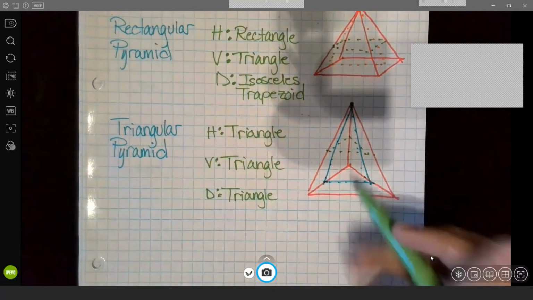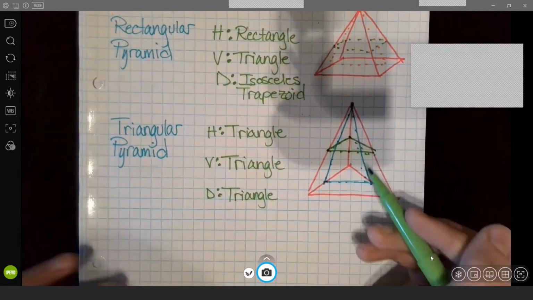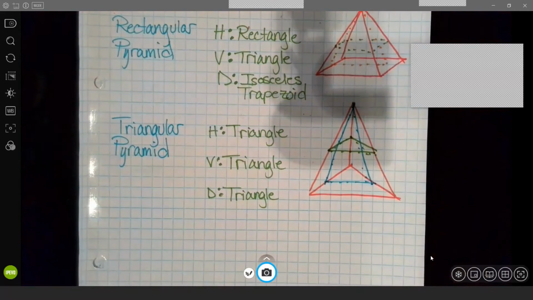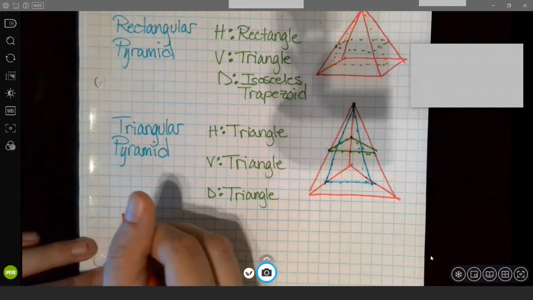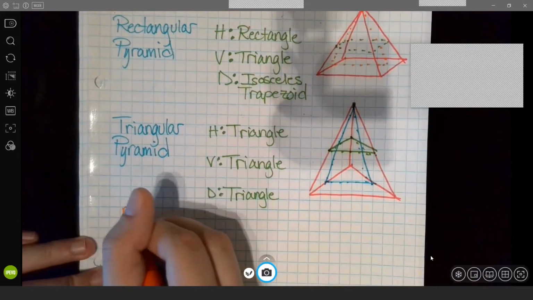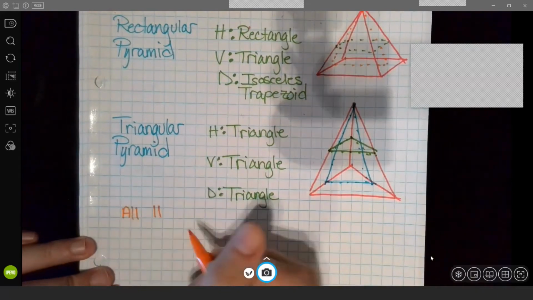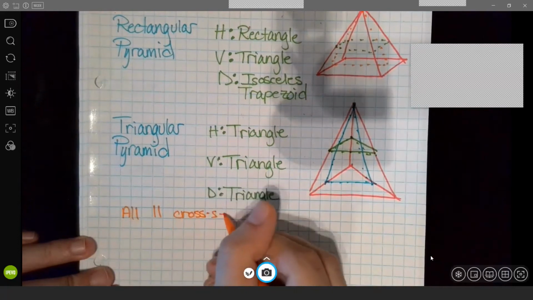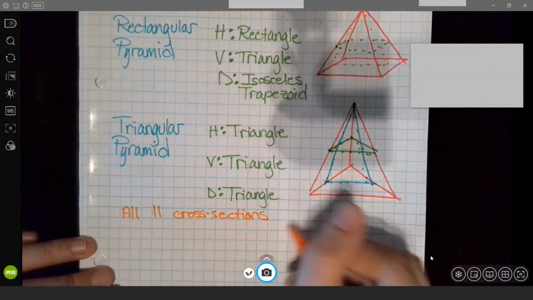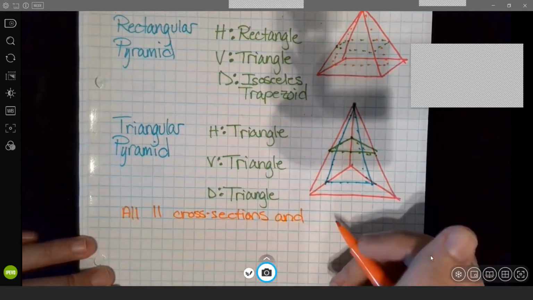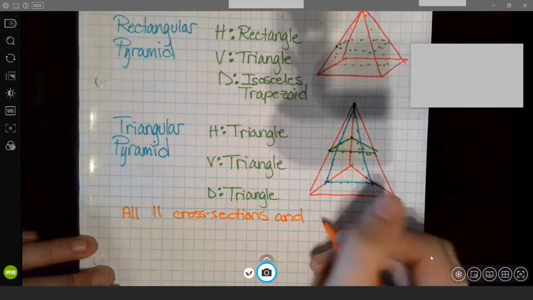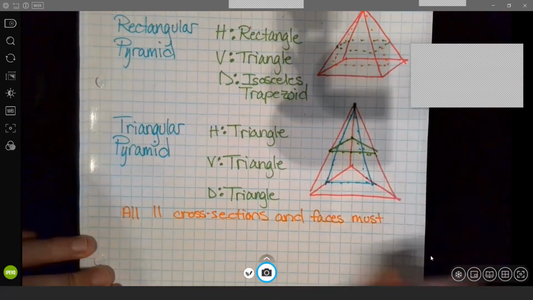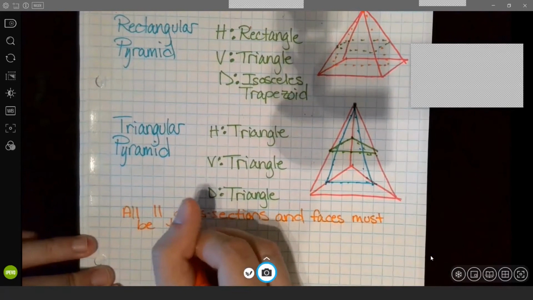So now with this information that we have, we can start making assumptions. We're going to write these assumptions below. We can assume that all parallel cross sections and faces, or faces is the better word, all parallel cross sections and faces must be the same shape.